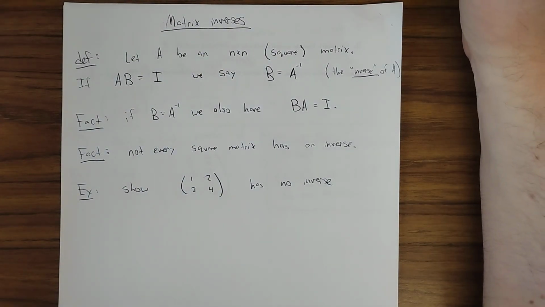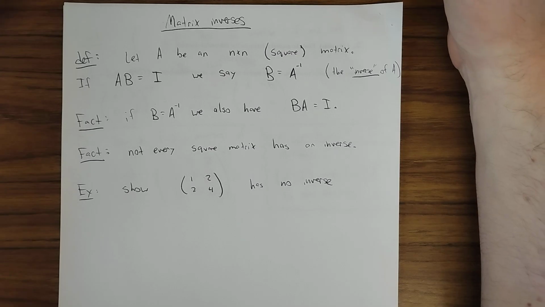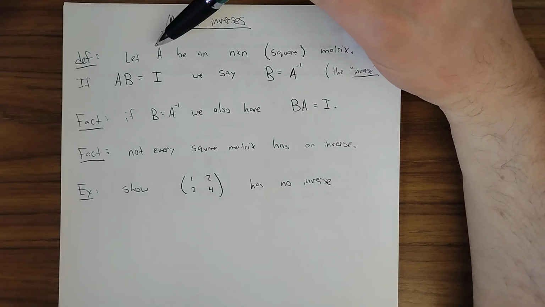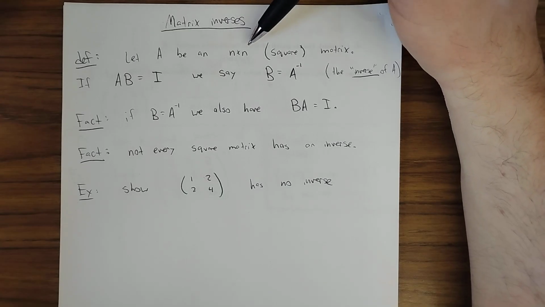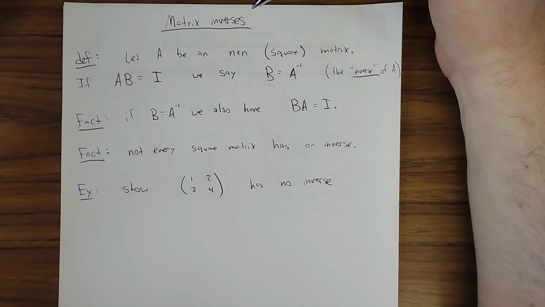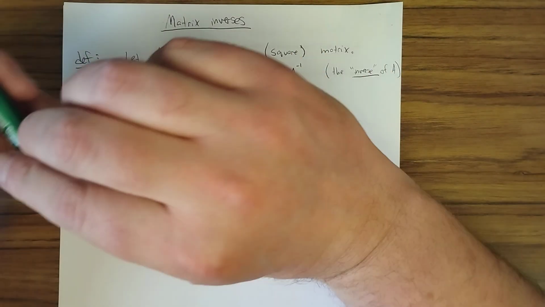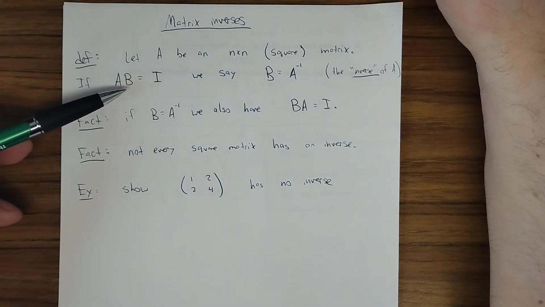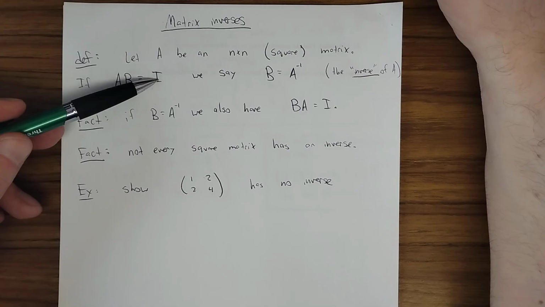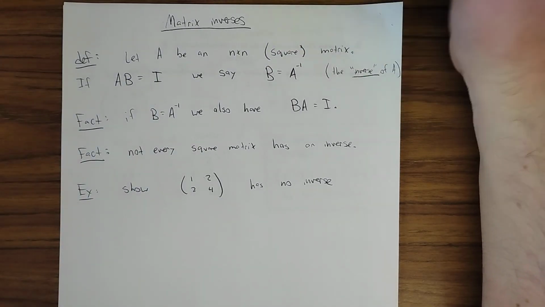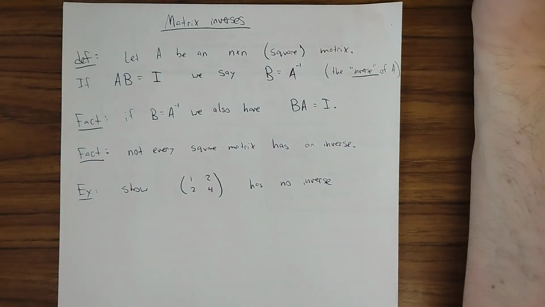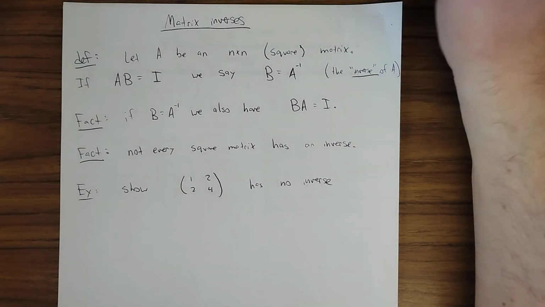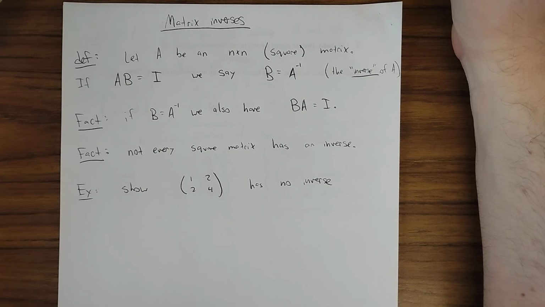Okay, let's talk about matrix inverses. So, let A be a square matrix, so the height is the same as the width. It's n by n. If I can find another matrix B so that A times B is the identity matrix, then I say B is the inverse of A, and we use this notation. It looks like A to the minus 1 power; we call B the inverse of A.